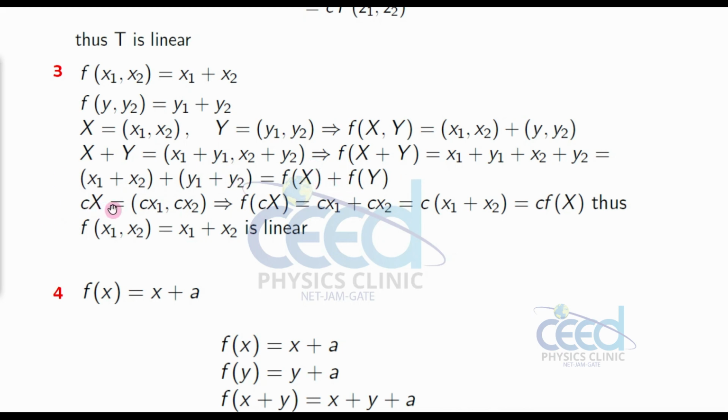Similarly, cx is (cx1, cx2). That is f of cx equals cx1 plus cx2, that is c times (x1 plus x2), which is c f of x. So this transformation is also linear.